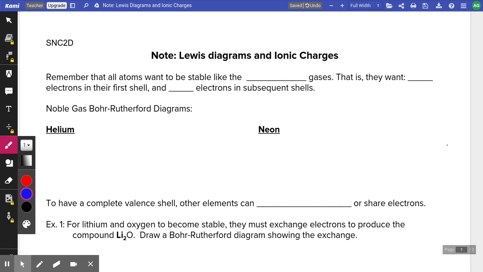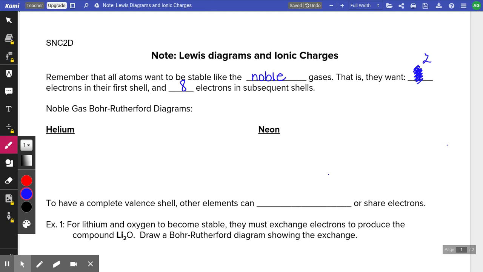Okay, so remember that all atoms want to be stable like the noble gases. That is, they want, for the most part, 2 electrons in their first shell and 8 in subsequent shells. Okay, so this whole 8 electrons in the other shells, it's a little bit of a lie. But it's a lie we're going to tell you for this year. So we're just going to assume that every shell is full at 8 electrons, except for the first shell, which is 2, and then 8 afterwards. We know this from doing the Bohr-Rutherford diagrams.